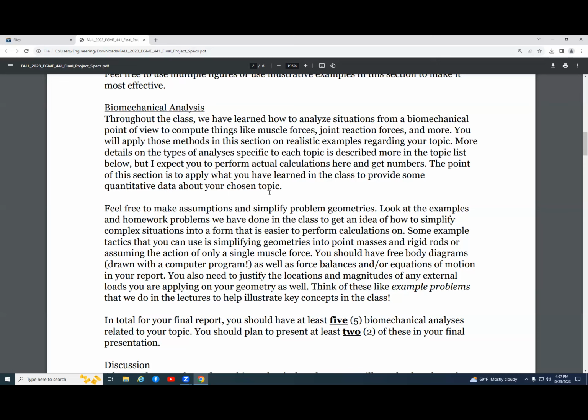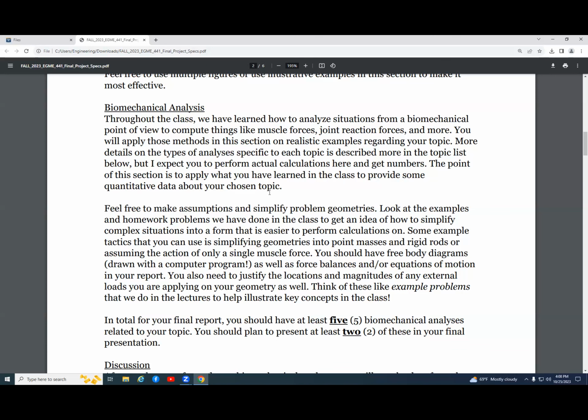Of course, because of the techniques we're learning in this class, we often have to simplify the geometry or make assumptions about which muscles are acting. You'll probably have to make those assumptions as well, so feel free to make them to make the analysis easier. Again, look at the example problems and the homework problems to get a sense of how we take a physical, biomechanical system of a living person and simplify it in a way that's practical to do calculations on.